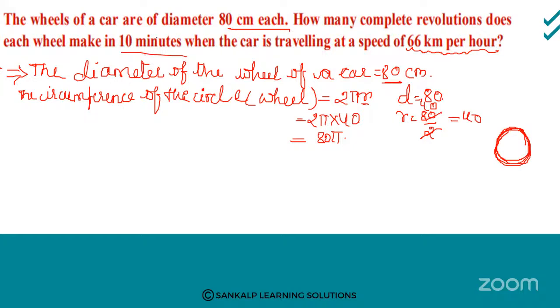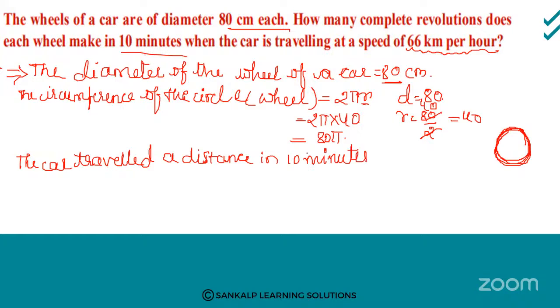Next, the car traveled a distance in 10 minutes. See here, how many complete revolutions does each wheel make in 10 minutes? So let us see how much the car traveled in 10 minutes. So the car traveled a distance in 10 minutes at a speed of 66 kilometer per hour, right?